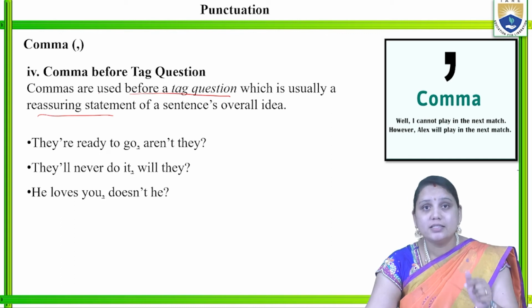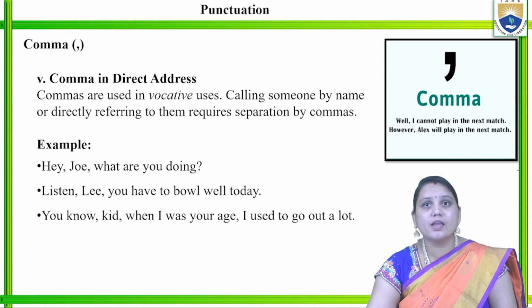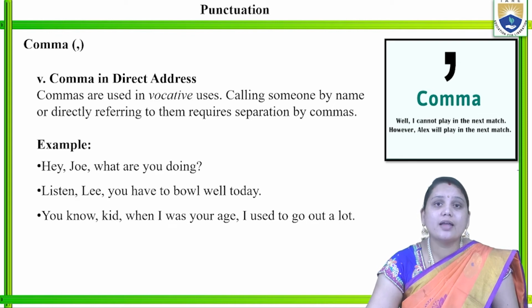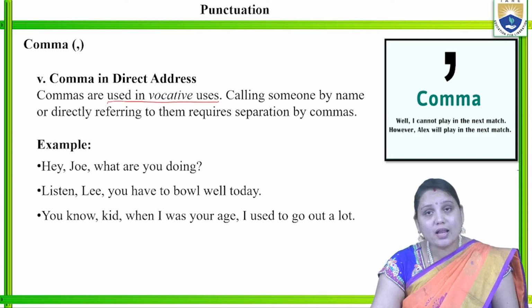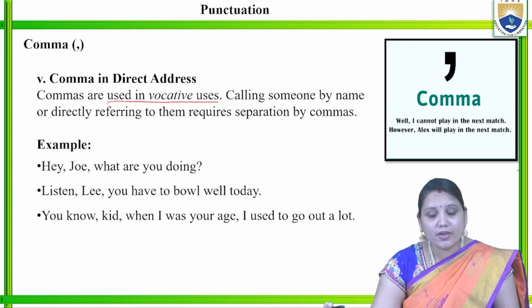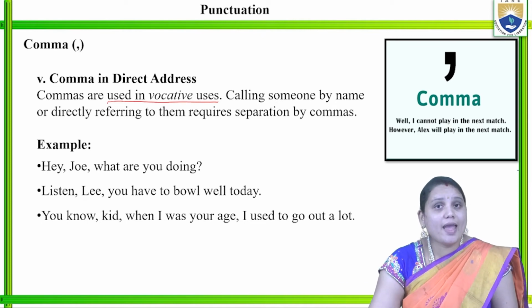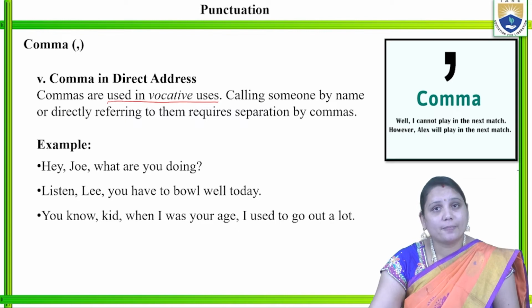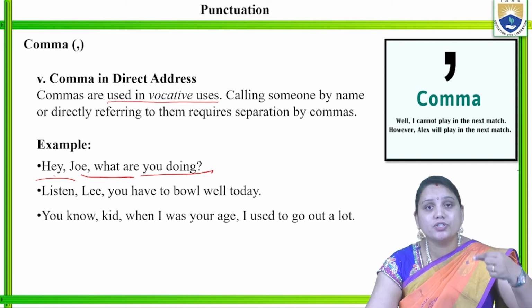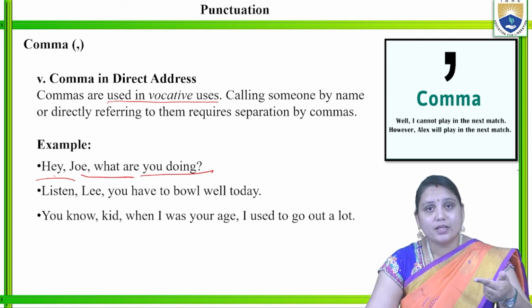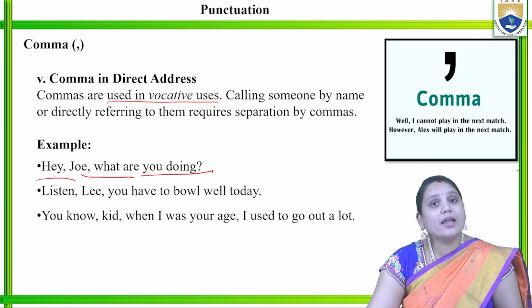to that particular sentence. Here, comma in direct address. How are you going to use commas in direct addresses? Commas are used in vocative uses. Calling someone by name or directly referring to them requires separation by commas. For example, you see, hey, Joe, what are you doing? See the difference. To call him, I am using a gesture along with his name. Shall we repeat it once again? Yes. Hey, Joe, what are you doing?